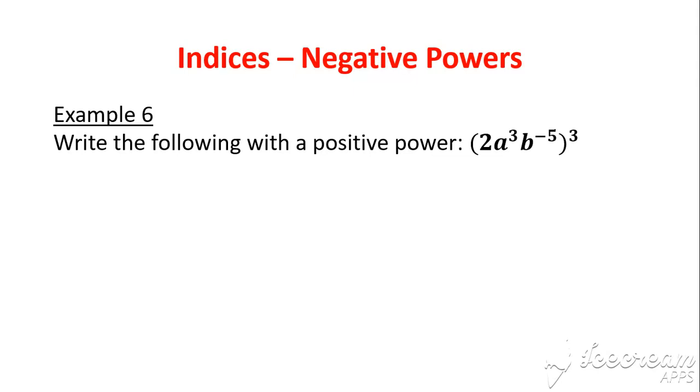Okay, let's try this a different way. See which way you prefer. Let's take 2 times a cubed times b to the negative 5 all to the power of 3. And let's first of all take the b to the minus 5 and put that to the bottom of the fraction straight away. We're leaving 2 times a cubed on the top, and the b to the negative 5 goes to the bottom of the fraction and becomes b to the power of positive 5.